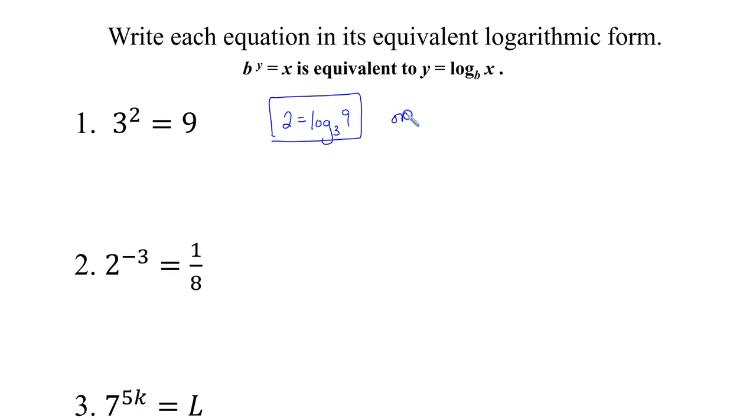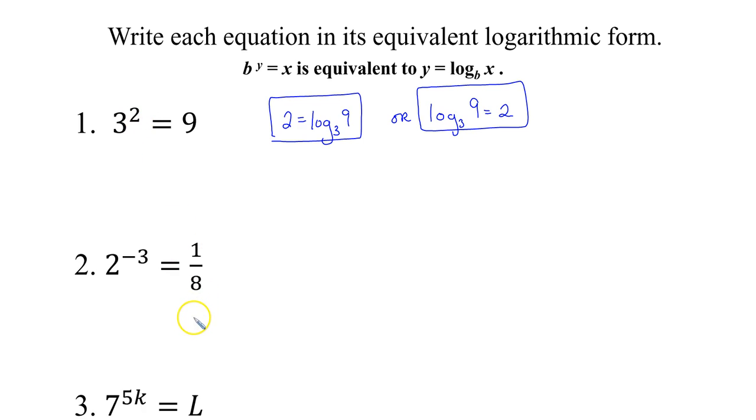We could also write the logarithm part first, so we could write log base 3 of 9 is equal to 2. I think one of the key things in logarithms is to always remember that the logarithm is equal to the exponent. So the value of the logarithm is always an exponent when we rewrite it.